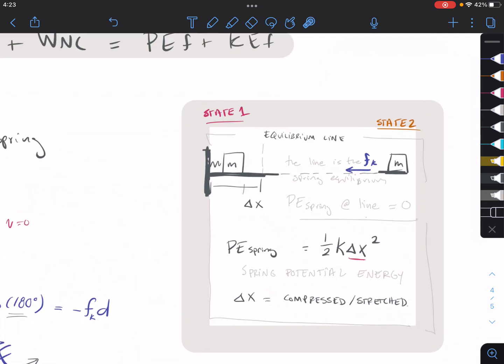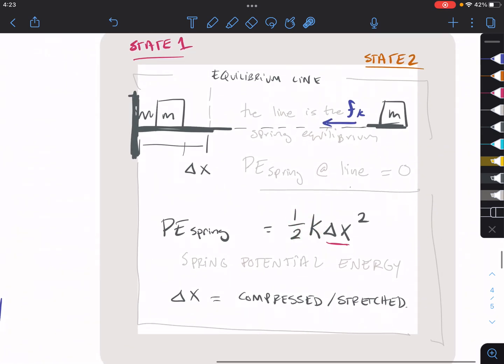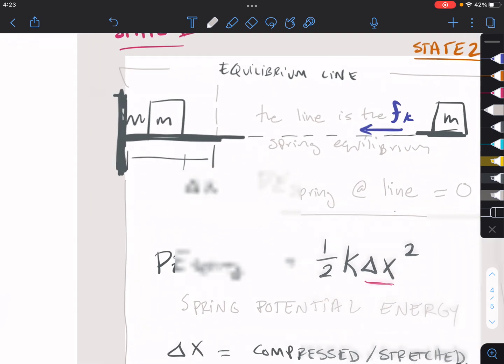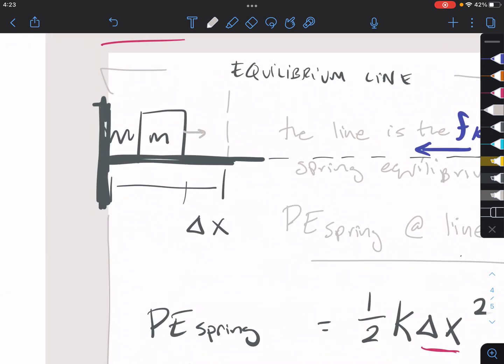Okay, so the equation for spring potential energy is 1/2 k delta x squared. This delta x is just how much the spring is compressed or stretched away from this equilibrium line. Equilibrium is when the spring doesn't have any potential energy, it's happy where it is, it doesn't have any force stored in there. If it's away from the equilibrium point, there's this spring force that's trying to push the spring back to equilibrium if it's compressed this way, but if it was stretched this way, it would be pulling the spring back to rest. So hopefully that part makes sense.